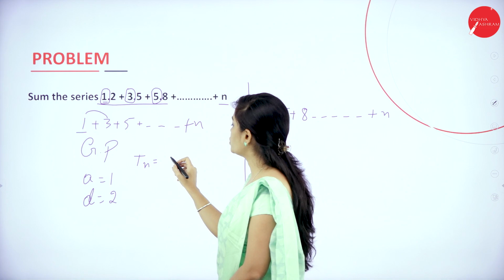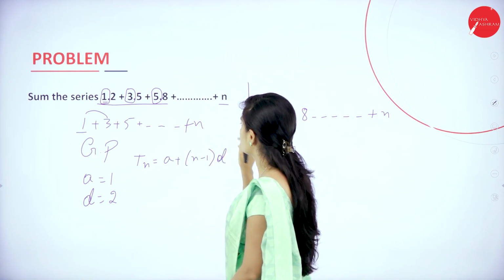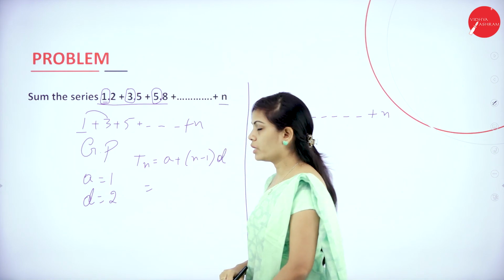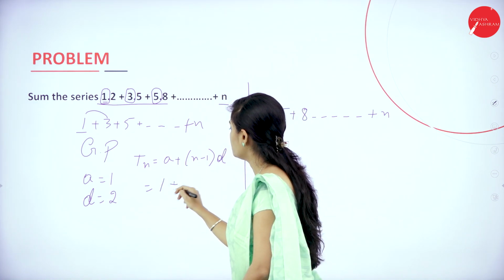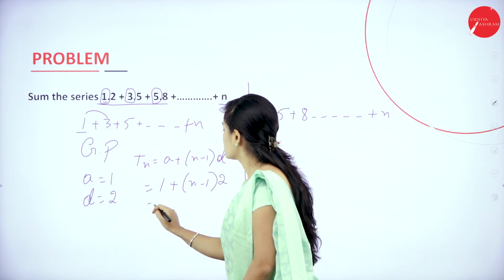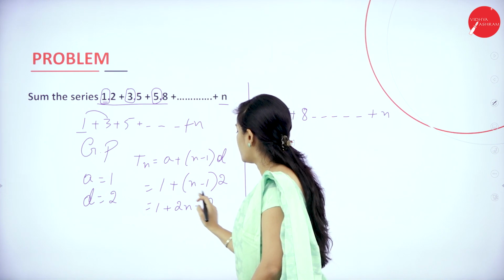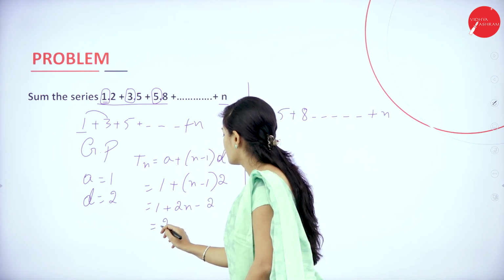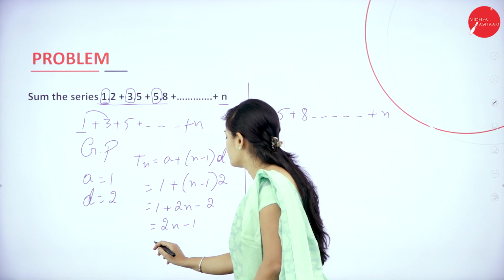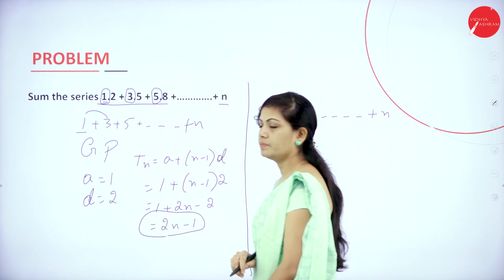So Tn is equal to A plus n minus 1 into D. So I will find the equation. A means 1, plus n minus 1 into D, which is 2. So simplify this: 2 into n is 2n, minus 2, plus 1 is minus 1. So 2n minus 1 is the answer.